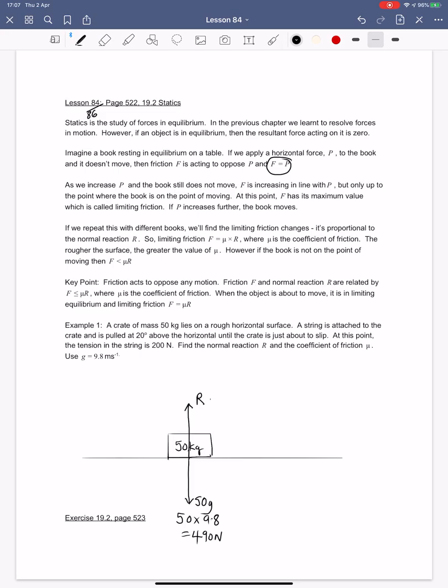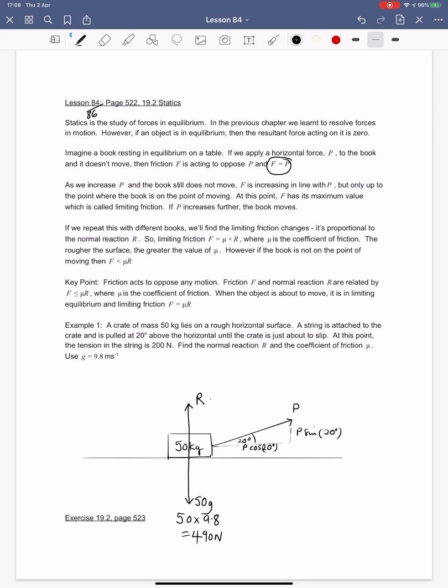A string is attached to the crate and pulled at 20 degrees above the horizontal until the crate is just about to slip. So we've got a pull, and it's 20 degrees. This way we've got P cos 20 degrees horizontal, and then we've got P sine 20 degrees vertical.